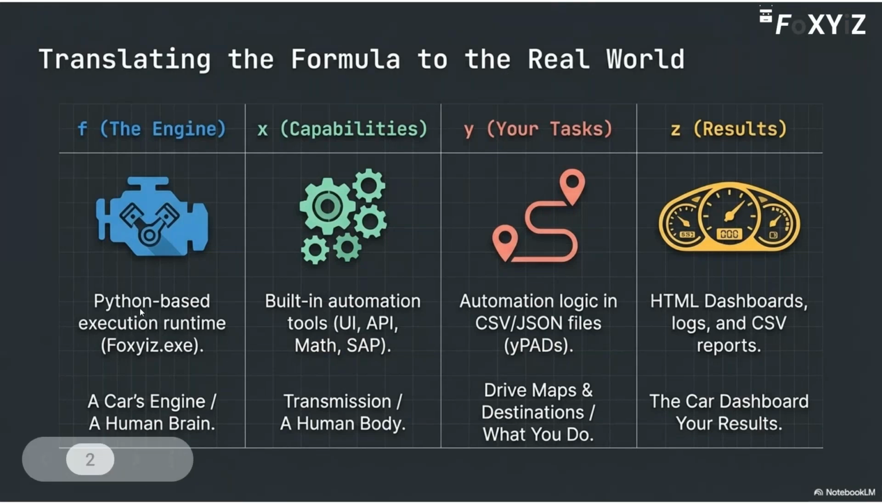The engine itself is a Python based engine. We've packaged it into an executable, so you don't need any code behind to see or edit. You just run it. It's under the hood, just like a car's engine or a human brain. Capabilities are what we can do, what we actually can execute, be it in UI applications or API or anything that you can consistently add as you need.